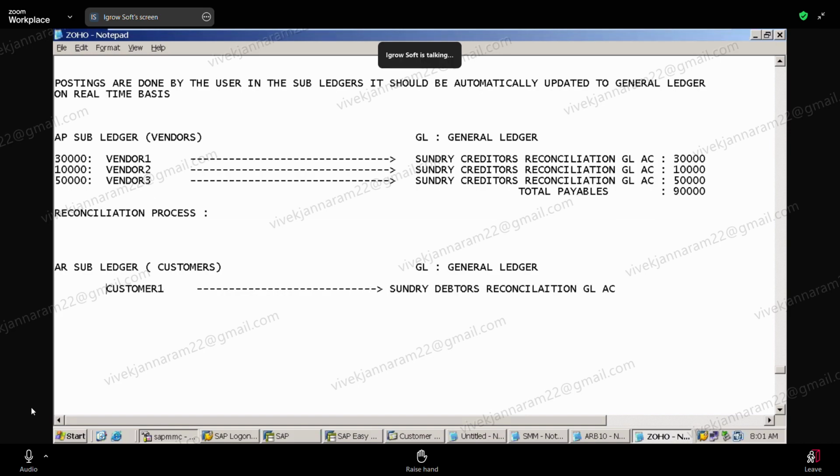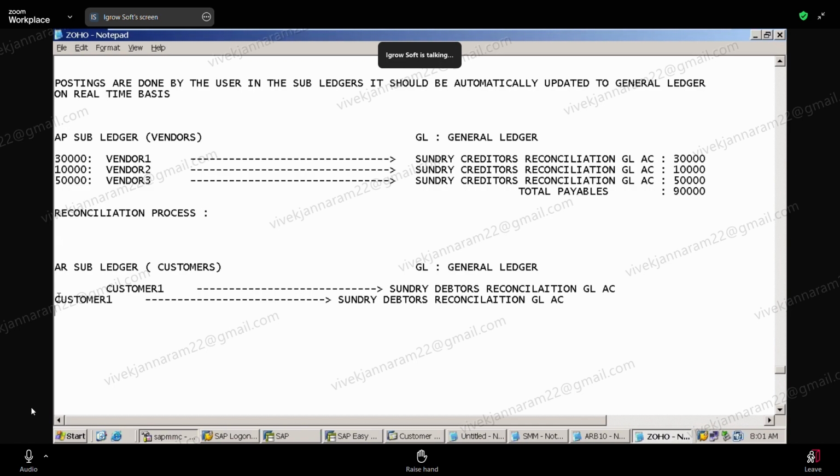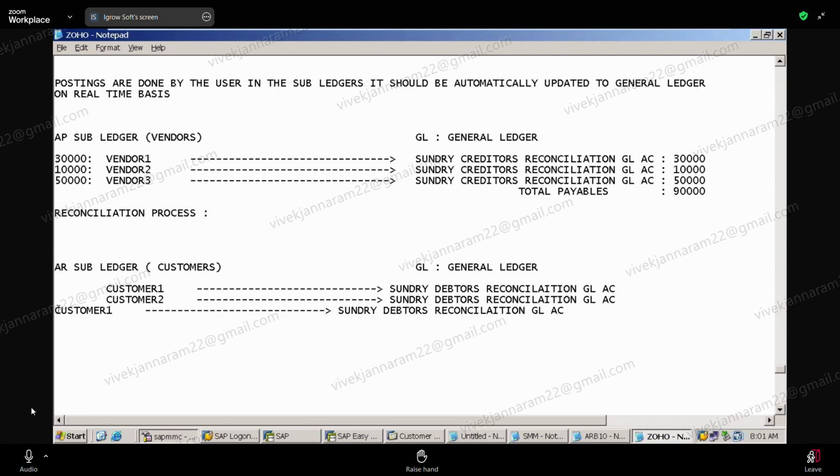And then I will post. Like this, I have many customers. Customer two is also linked to the same recon account. In the same way I have customer three, also linked to the same recon account. Is that clear?